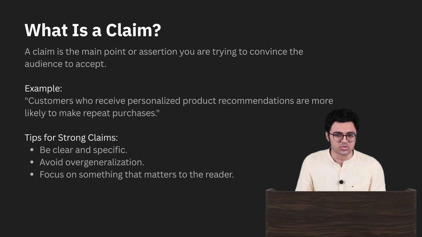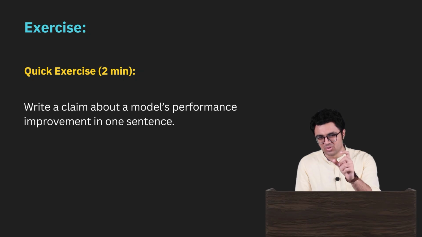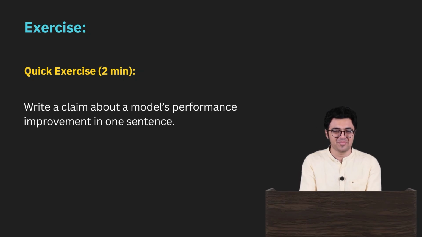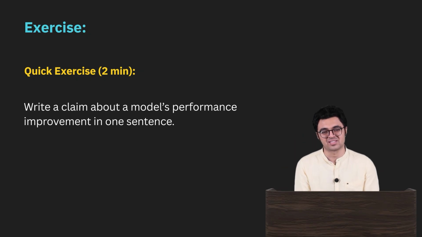Here's a quick exercise for you. Write a claim about a model's performance improvement in one sentence. Mind you, claims can't be a paragraph long. They just have to capture the essence of what you're trying to communicate within a short duration. That is why I'm asking you to write it in one sentence. So, write a claim about a model's performance improvement and ensure that it matches the three criteria that we just discussed.